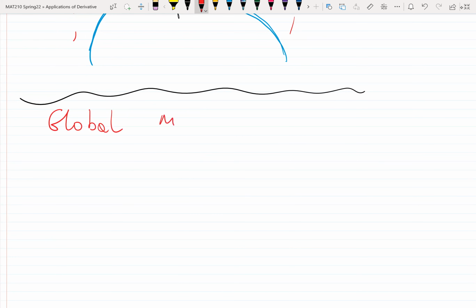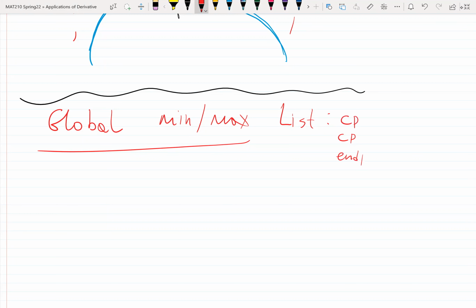Global min, max. That one I teach the way with a list. Remember, you're making a list. What kind of list? Critical points, critical points, critical points, endpoint A, and endpoint B. What do you do with this list? You plug all those points into your original function, choose the biggest one and the smallest one. So the only thing you need to know is to find critical points and then just plug them into the original function. Let's do it.